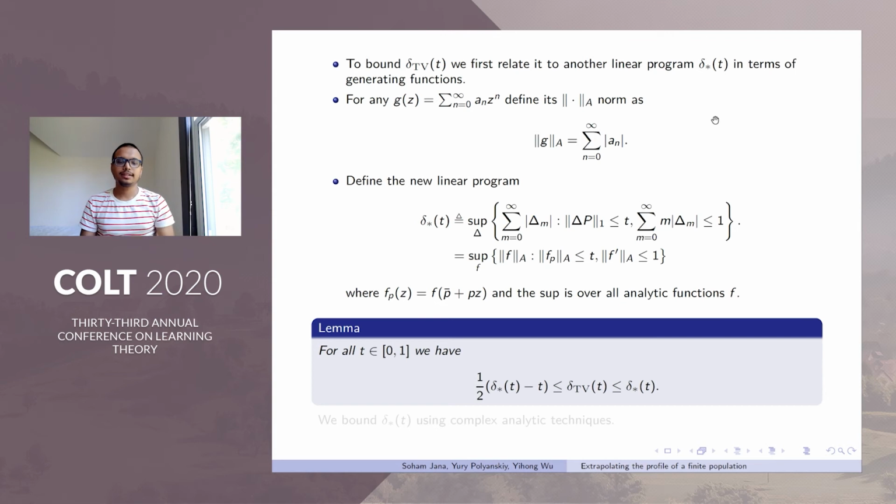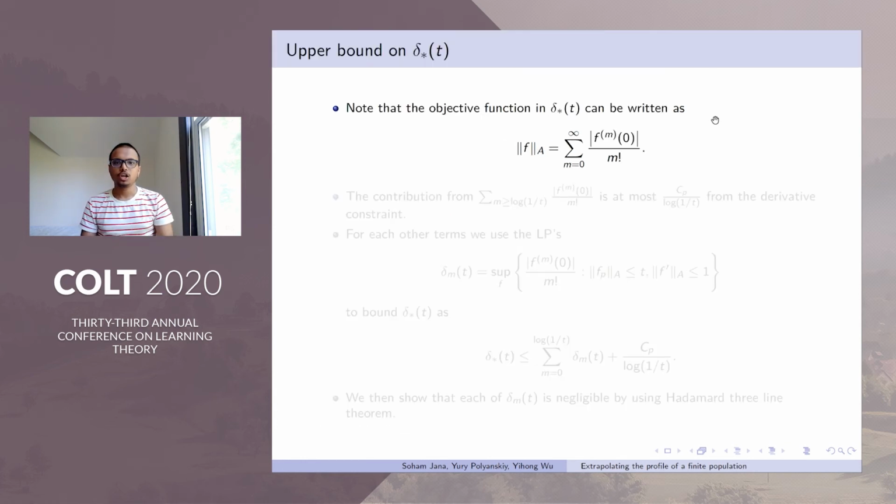And we note that delta star and delta tv are actually quite closely related. So we just bound delta star using some complex analytic methods. To upper bound delta star, we first note that for any feasible function f, the objective function can be written in terms of the sum of the power series coefficients of f, and the contribution that comes from the tail part after terms bigger than log 1 over t is actually of the order 1 over log 1 over t.